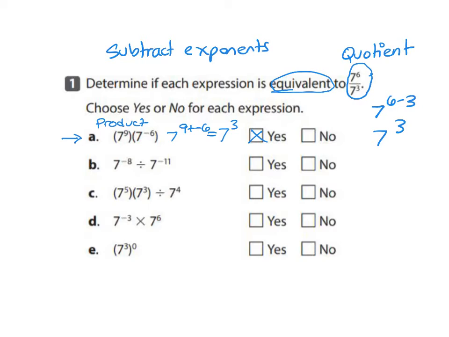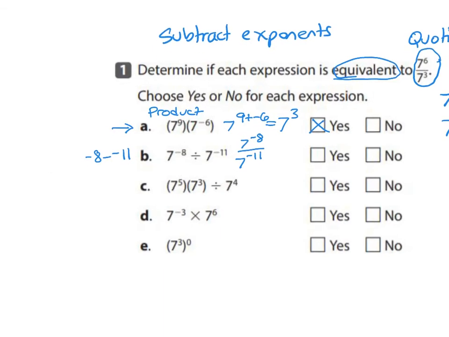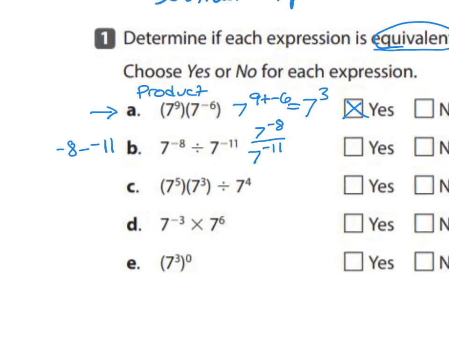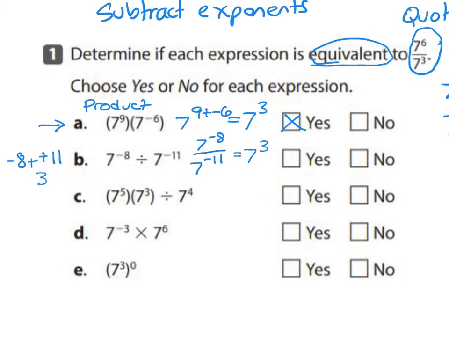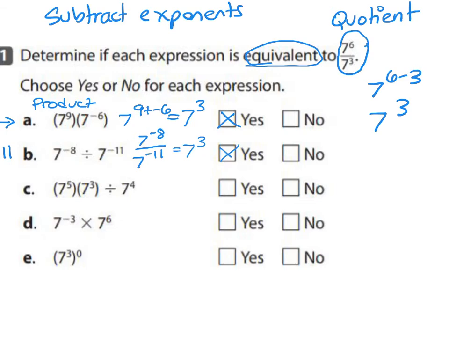The next one is another quotient. It's written in a different form. So this is 7 to the negative 8 divided by 7 to the negative 11. So you'll subtract them. So quotient, you subtract negative 8 minus negative 11. Remember from our study of integers that minus a negative is plus a positive. So negative 8 plus 11 is 3. So our final answer is 7 to the third. That is the same as what we are looking for, so yes.